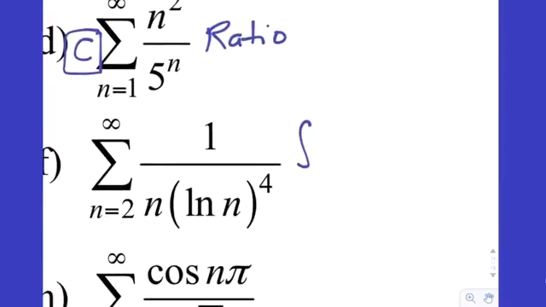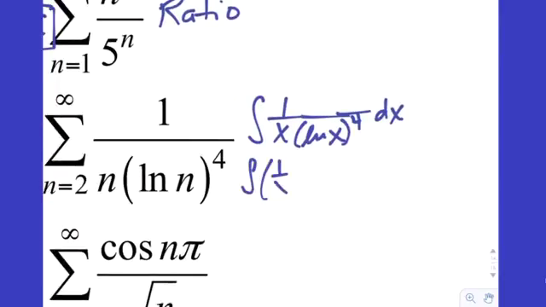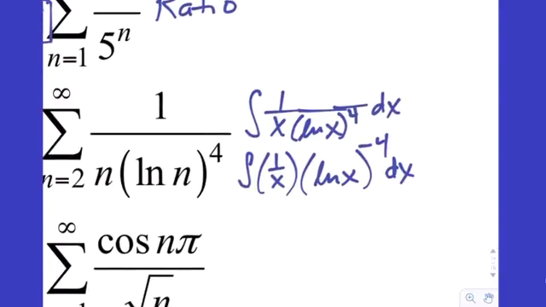That's showing some promise. If this were 1 over x, ln of x to the fourth, is that something we could integrate? Let me write it like this: 1 over x times the natural log of x to the negative fourth. Is that something we can integrate? Yeah, all day long we can.